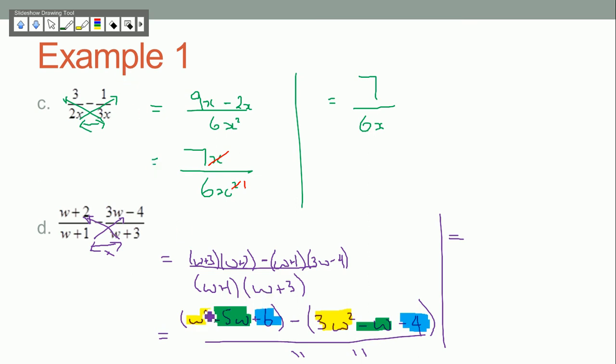Okay, so let's do w squared, take away 3w squared, so that's minus 2w squared. 5w, take away minus 1w, so two negatives, remember, mean we add, so 5 plus 1 is 6w. And then finally the numbers, 6 take away minus 4, so again two negatives make a plus to give 10, and that's just on the same denominator. And that's it. We've covered adding and subtracting.